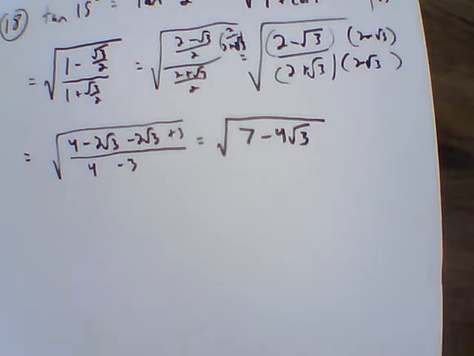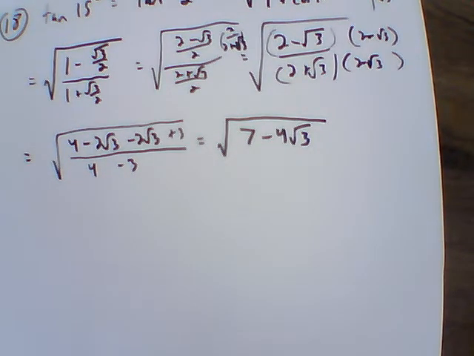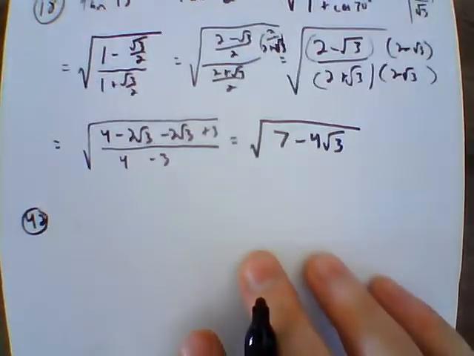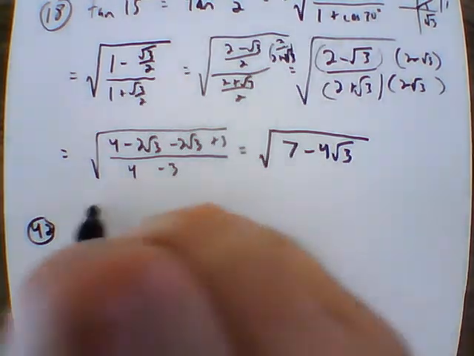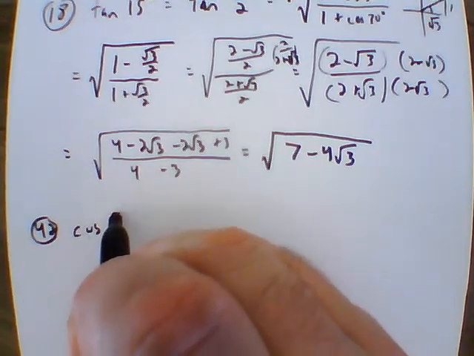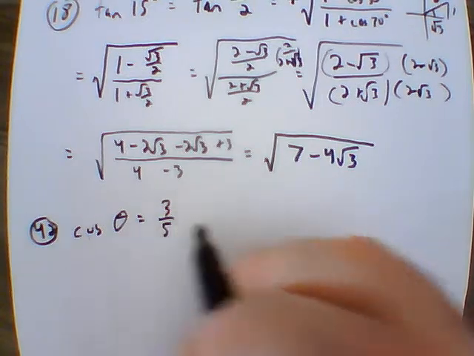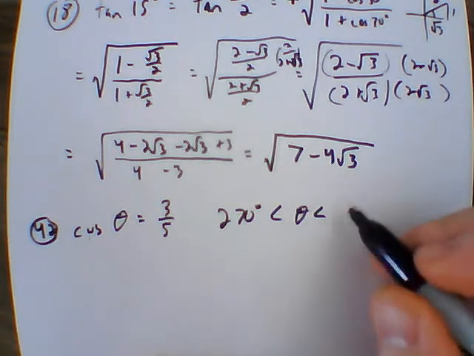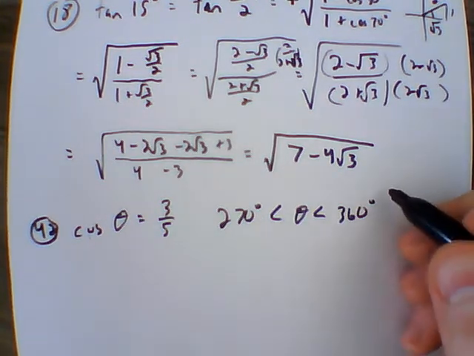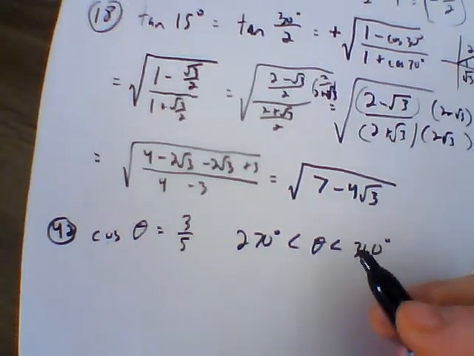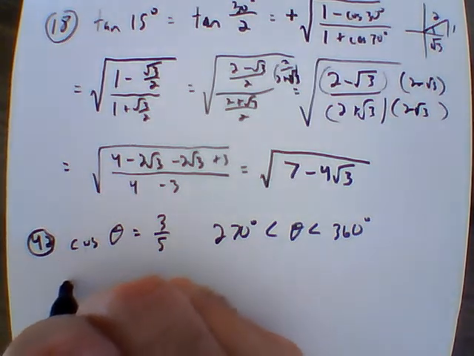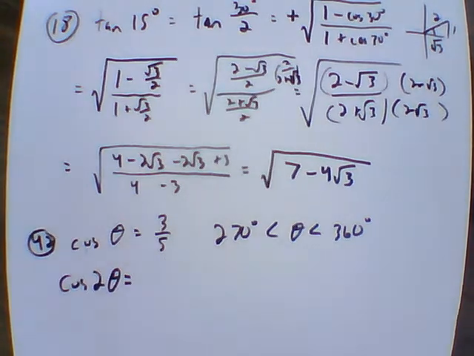Okay, so let's look at just a further example on this. If we look at number 42, on number 42 here, they tell us that cosine of theta equals 3/5. Then they tell us 270 degrees less than theta less than 360 degrees. They tell us to find the exact value for this. So on 42 they tell us let's find what cosine of 2 theta equals.